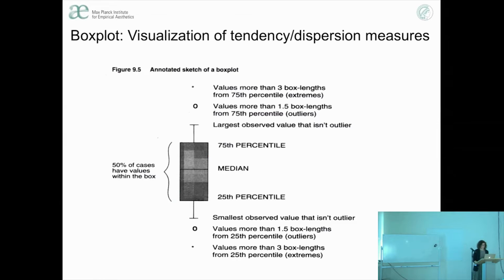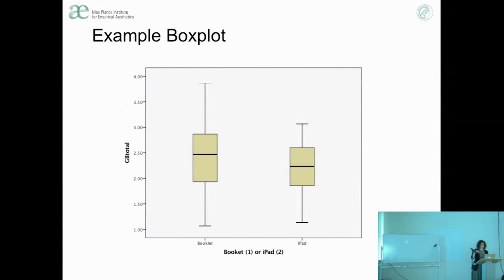So I'll just give you one example of a box plot with the data from the example study. What I did here is I divided the participants into two groups, one that read from the booklet, one that read from the iPad, and then here I plotted the total score that they had on transportation. This is just to give you an idea.